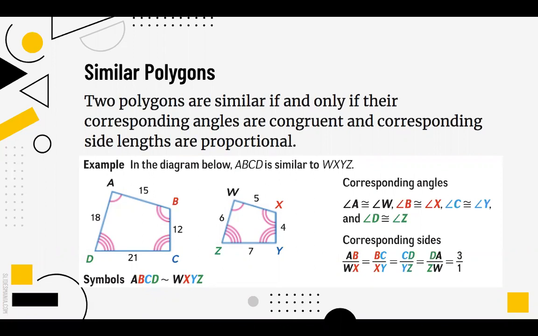All right, so two polygons are similar if they have corresponding angles that are congruent, but the corresponding sides are going to be proportional. So that means you're going to end up with two shapes that are two different sizes. So the angles will be the same, but the sizes will be different. This particular slide shows you different things that you will have in similar polygons.